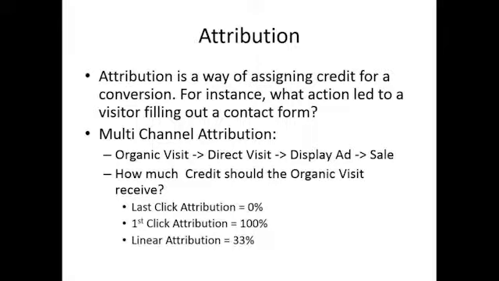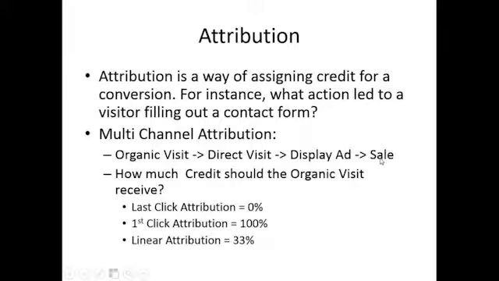Finally, I want to talk about attribution. Attribution is a way of assigning credit for a conversion. For instance, what action led to a visitor filling out a contact form? In this demonstration I have here, you can see that the first time the person went to the site was from an organic visit. He then returned later with a direct visit, which means he typed the URL into his browser. And then later he found it again with a display ad and made a sale.